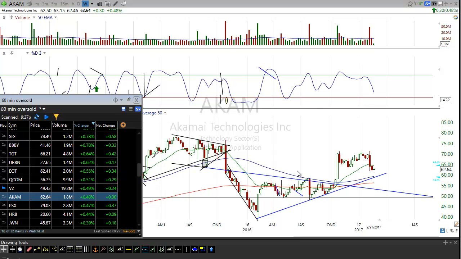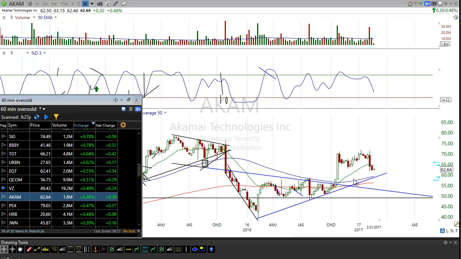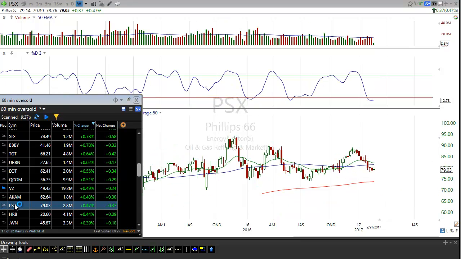AKAM here, getting oversold on the weekly. It doesn't appear this way, but I bet you that percentage K line is oversold. There is a trend line underneath us, something to keep our eyes on. I'd mark it down to watch.